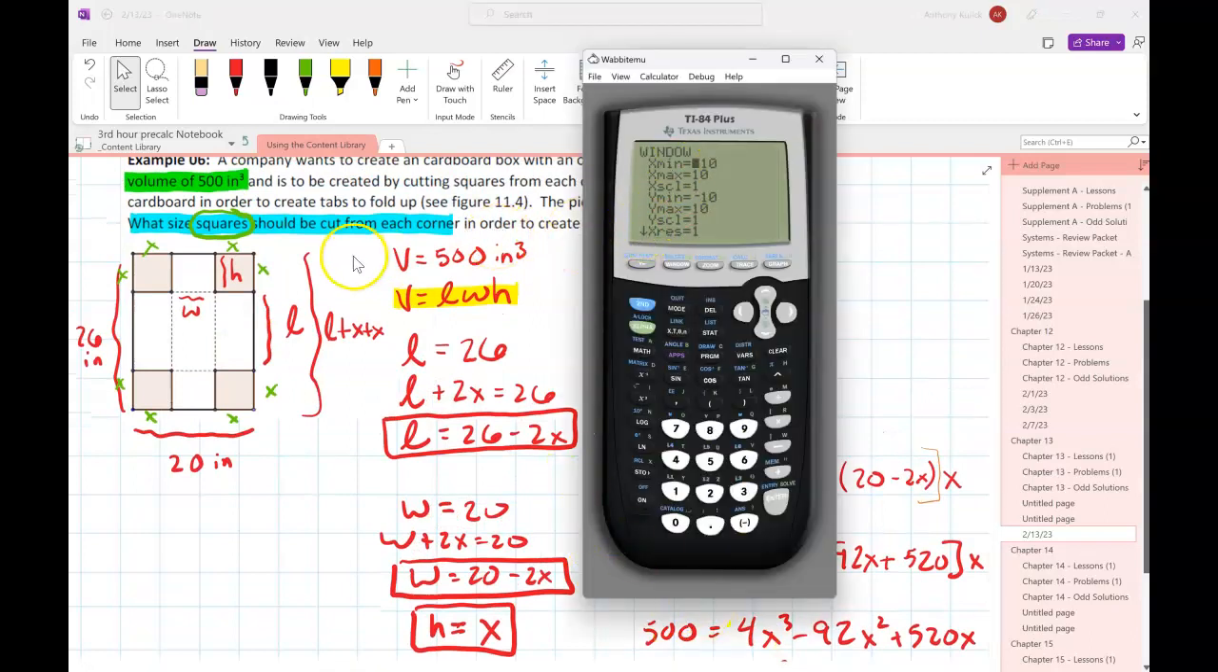In this case, x is representing the side length of one of these squares, right? What could be the smallest value that the side length for a square can have? 0, right? Okay. And what would be the biggest length that could be in this context? Not 500. Less than 20. 10. Why 10? If this was 10 and this was 10, it would be the whole width, right? So that's good there. The y is the volume.